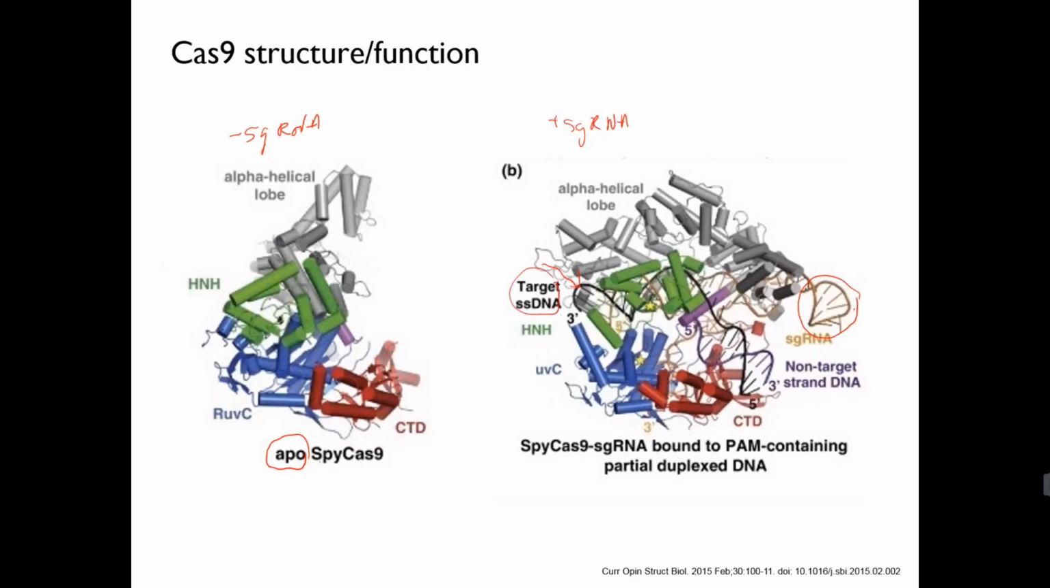The first thing that's evident is that the engagement of the guide RNA results in a huge conformational change in the Cas9 protein. It really moves things around. To orient you, as I mentioned, there are two nuclease domains in Cas9. One is right here, the HNH, in green, and the other one, which is RuvC, in blue. So the major thing between these two structures is that if you have engagement of the guide RNA, you get a conformational change in the structure.